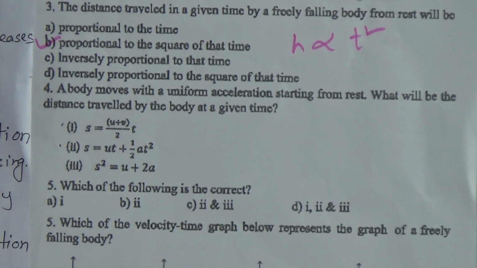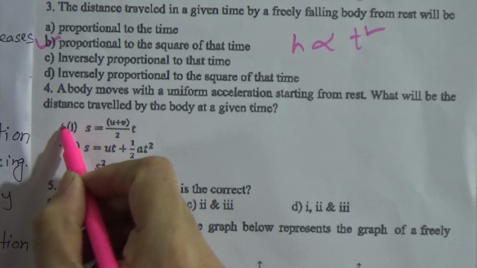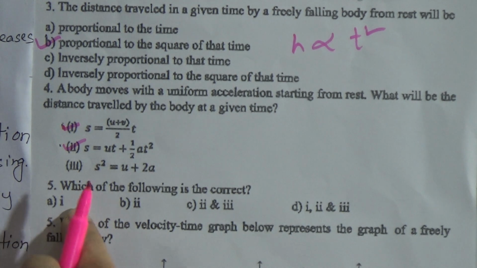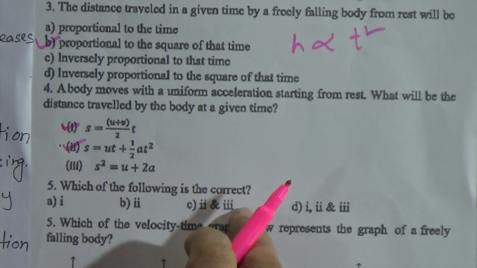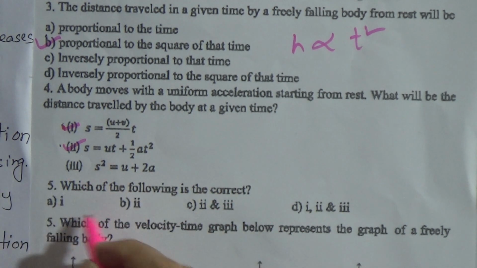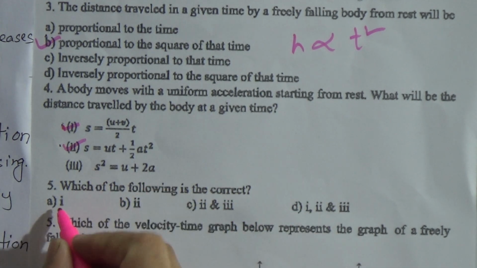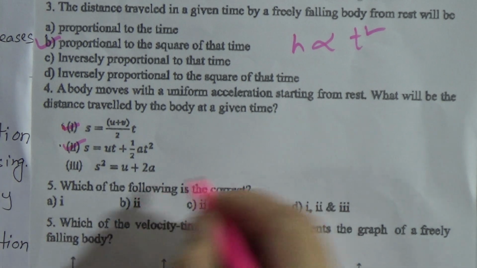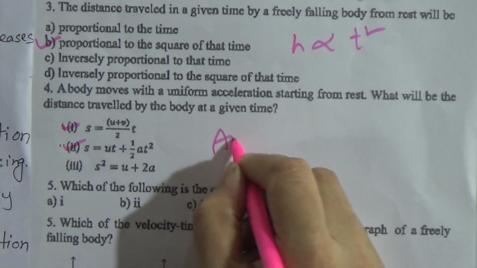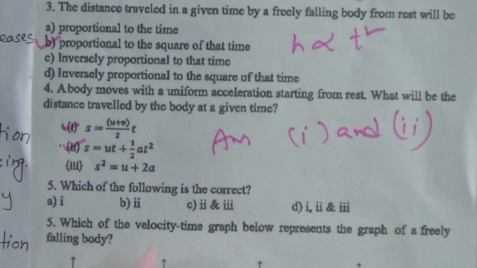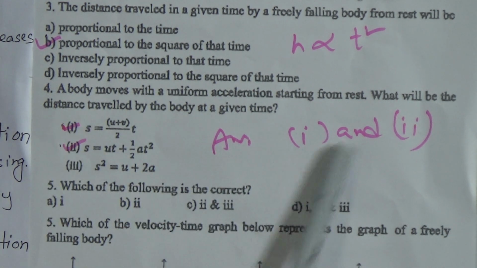My dear students, here 1 and 2 are correct, but the options given as 2 and 3 are wrong. Option 1 and 2 is correct, so the answer will be 1 and 2. This is the wrong option, so the correct option is 1 and 2.